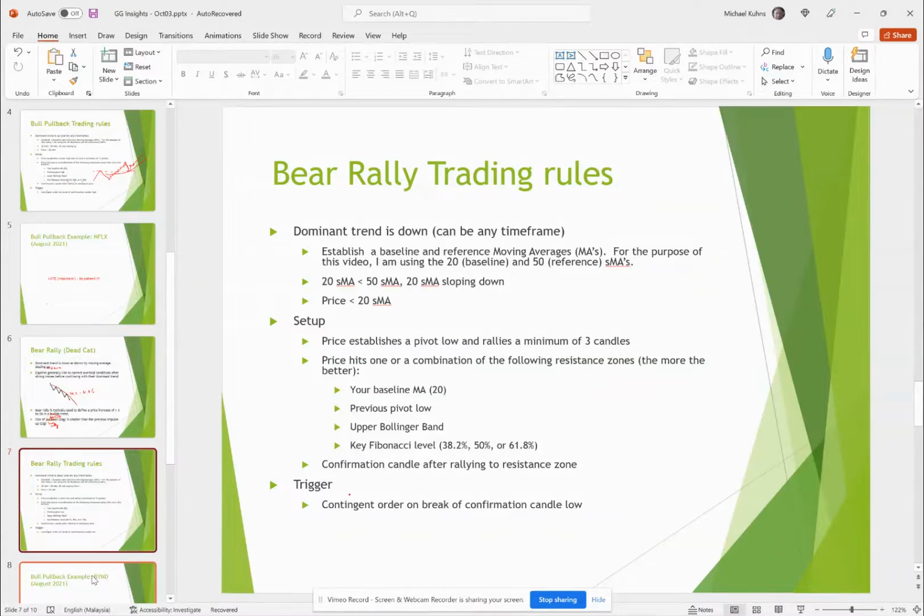After you get a pivot low, and we get a little bit of a rally of at least 3 candles, maybe it's 10 candles, 3 candles, and then the price hits one or a combination of the resistance zones of either your baseline, maybe your reference line, previous pivot low, upper Bollinger Band, or even better yet, the key Fibonacci level. I like to have at least two on here, but sometimes you only get one. And if I'm going to get one, it's usually going to be the 20 moving average. Confirm it out, and then take your trade after confirmation.